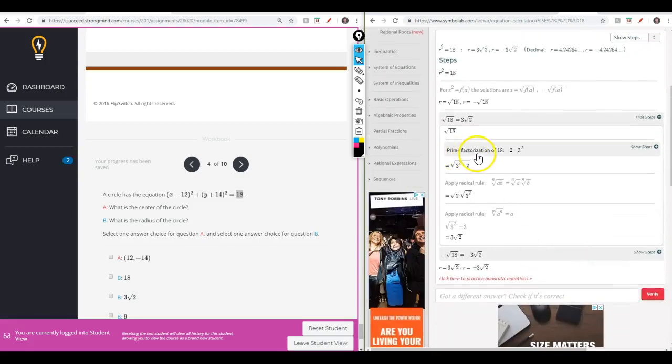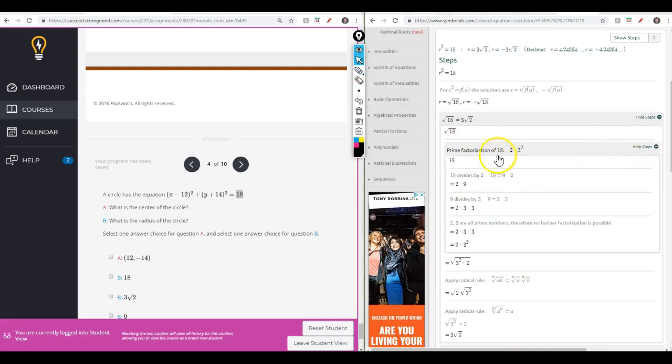So you're going to factor it out, which means break it all down. So 2 times 3 times 3 is equal to 18. How did they break that down? You can click these show steps. So 18 divides by 2, so 18 equals 9 times 2. And then 9 divides by 3, 9 is equal to 3 times 3.